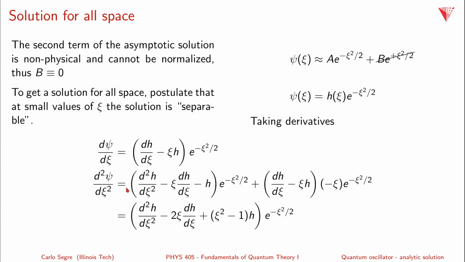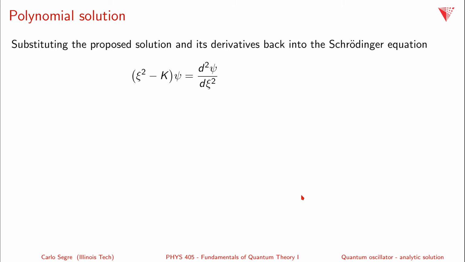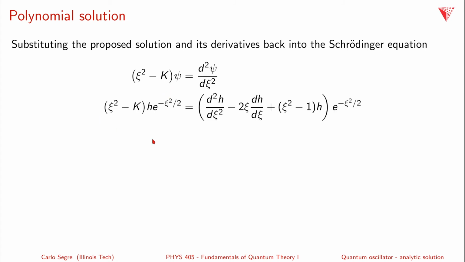So this is the second derivative, and now we have to put this into the full Schrodinger equation, which is the original simplified one. So remember, it was c squared minus k applied to psi is equal to d squared psi dc squared. Well, we know what this is, and this is just already there. So we can rewrite this, putting in psi as h e to the minus c squared over 2 times c squared minus k. And over here we have our derivatives, and this is the function that we care about. Now again, we look at this really hard, and we see that the exponentials cancel because they're on both sides.